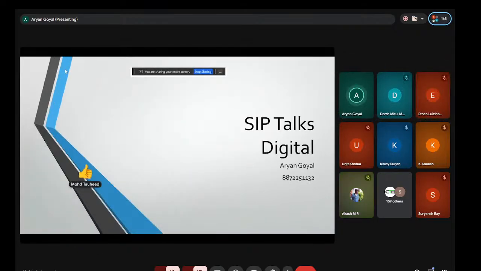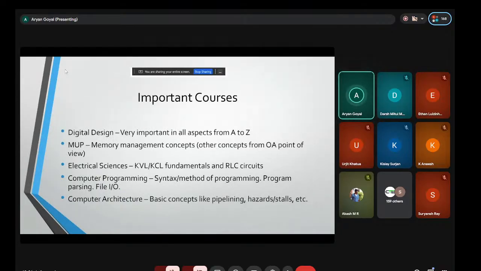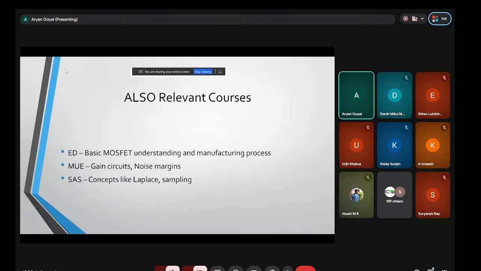So again, I'll go over the first two slides in a quick view. Important courses, as Urjit also mentioned: digital design, MUPI, electrical sciences, CP, and Compark. Compark you can leave till the end. First, focus on the previous courses and build all your fundamentals. Then, if you have time remaining, you can go through some Compark basics. And ED, MUI, SAS also depend on your interview.